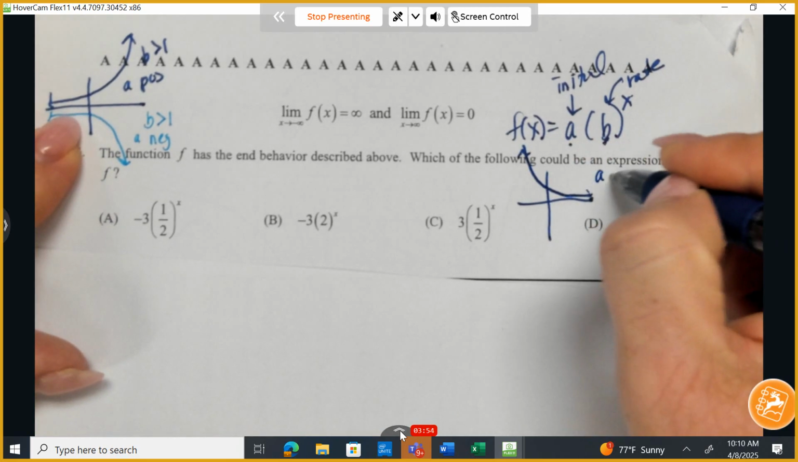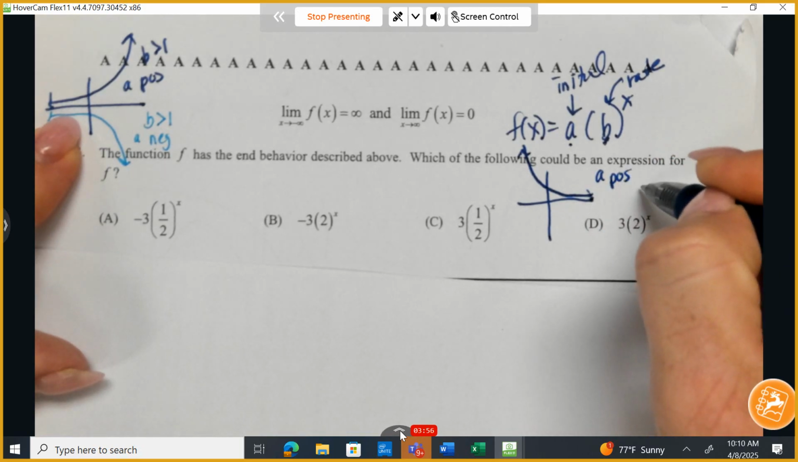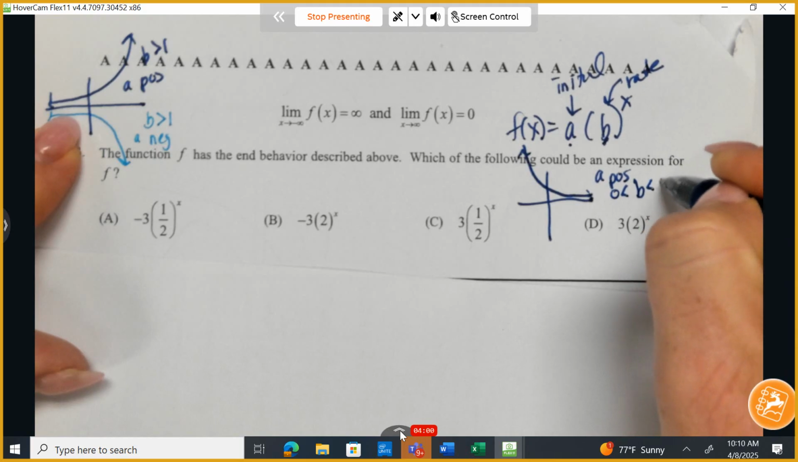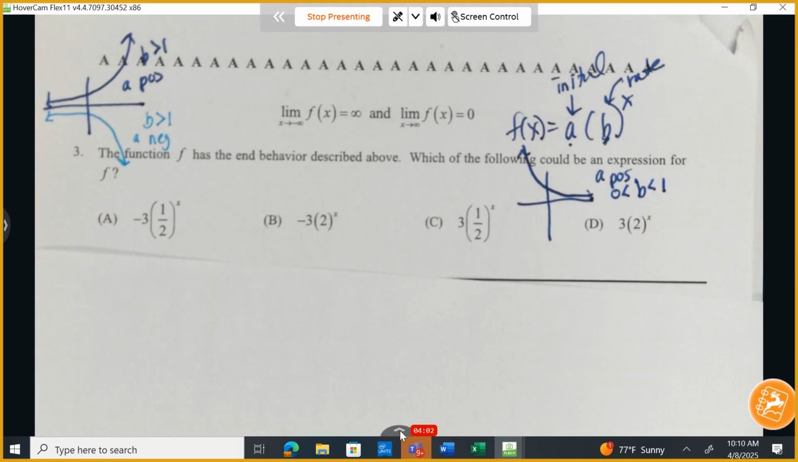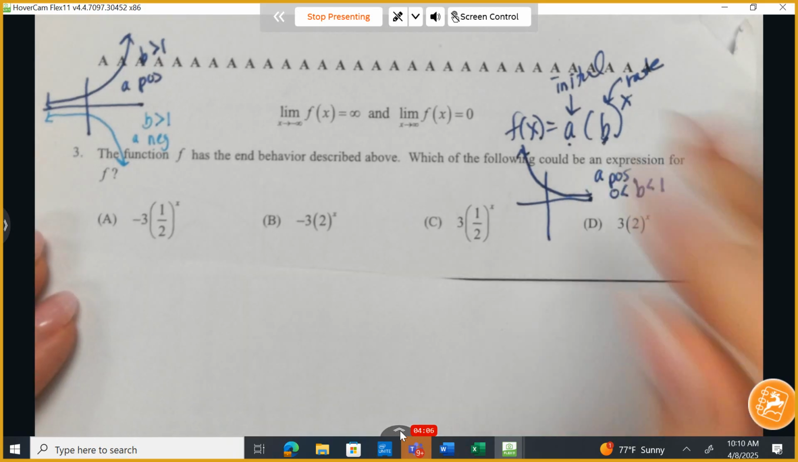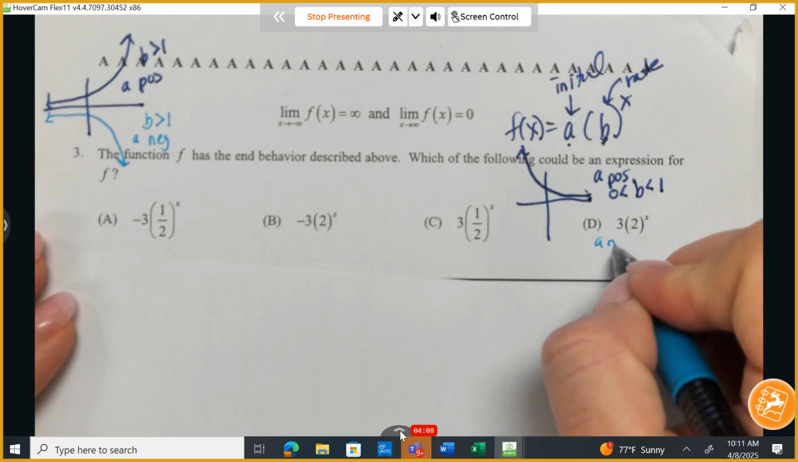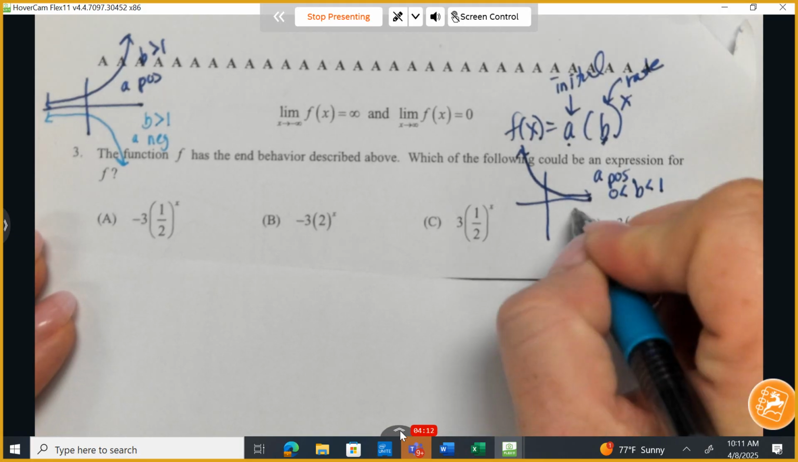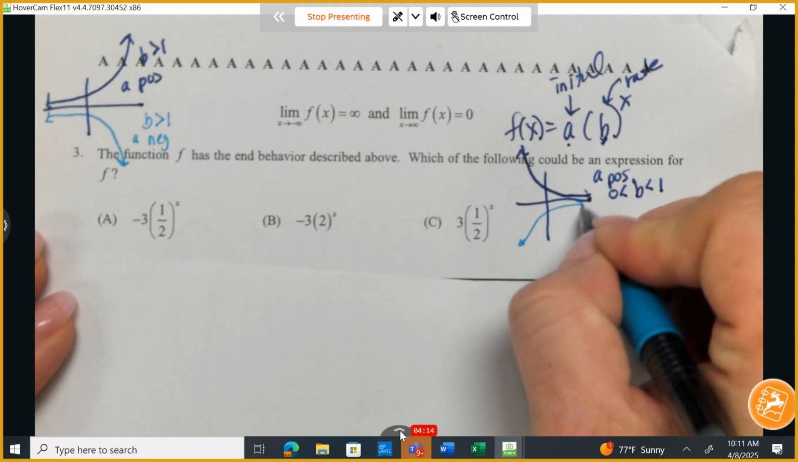Here I have an a value that's positive, but my b value is greater than 0 and less than 1. So it's like 1/4, 1/2, those kinds of things. And you can guess by now what happens when we have an a value that's negative, but we still have that b value that's less than 1 and greater than 0. It's going to reflect across the x-axis, and it looks like this.